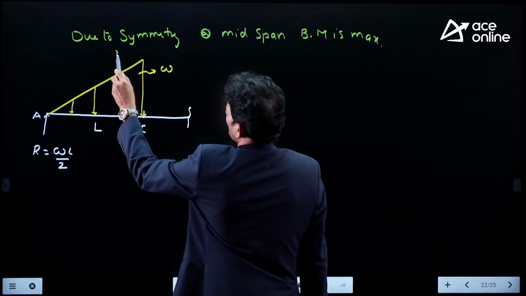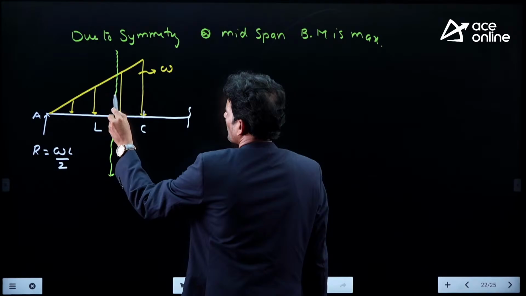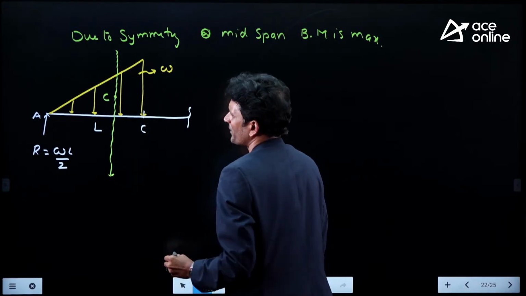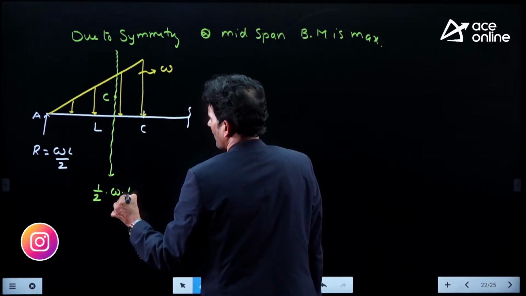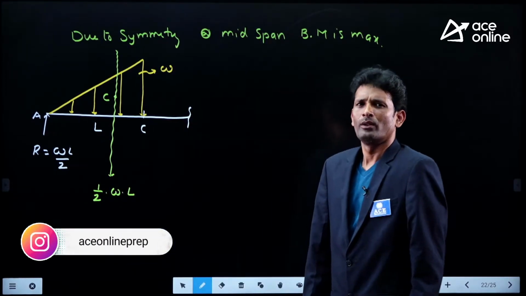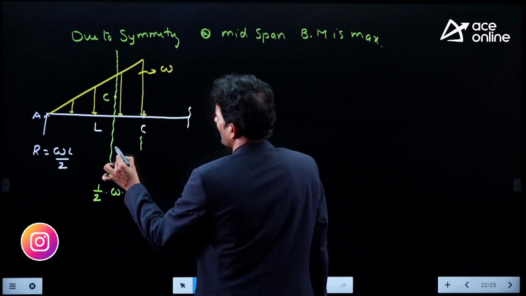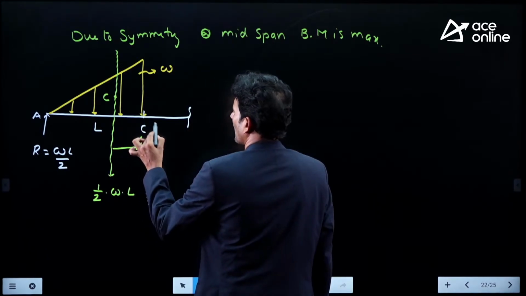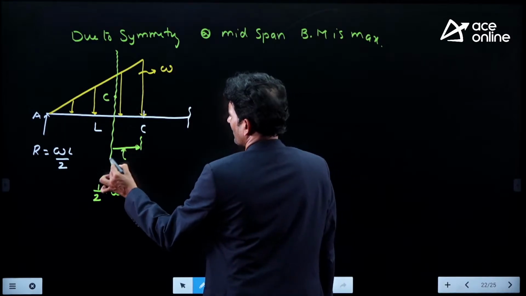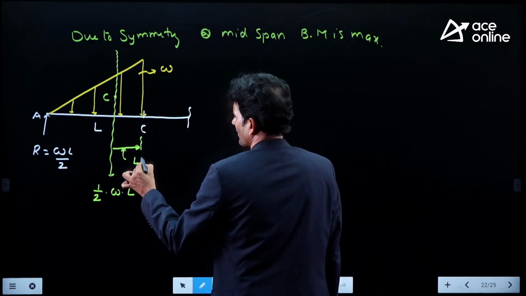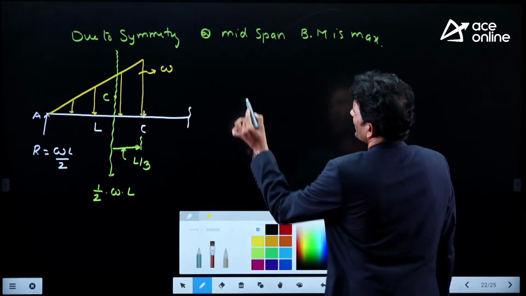When I convert this triangular load into an equivalent load, it passes exactly through the centroid of the given triangle. This is the centroid point. Half omega and L is the equivalent load for this triangle. Now, what is the distance between C and this load? Because we require the bending moment at point C. The distance between the load and point C is L by 3. Fine. Now, write down the bending equation at point C.